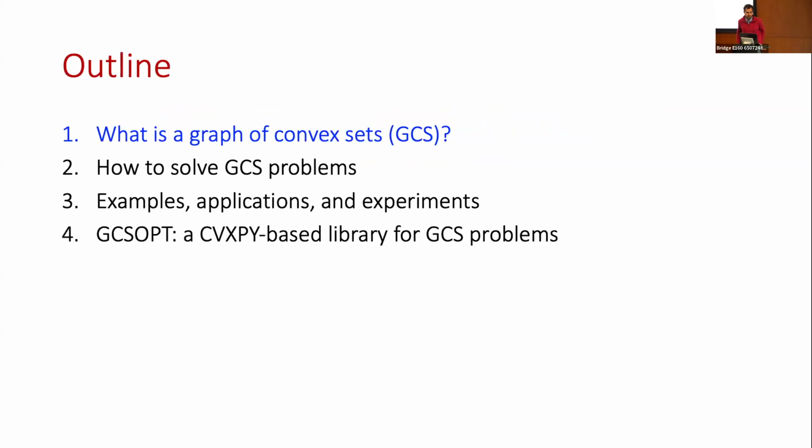So this is the outline of my presentation today. I will start by telling you what these graphs of convex sets are and what kind of optimization problems we can solve over these kind of data structures. Then I will quickly dive a little bit into how we can solve these GCS problems and what are the optimization techniques that we use. Then I will give you an overview of examples and applications of this machinery, mostly coming from robotics, and then a quick highlight of the main features of this GCSOPT library for solving these GCS problems.